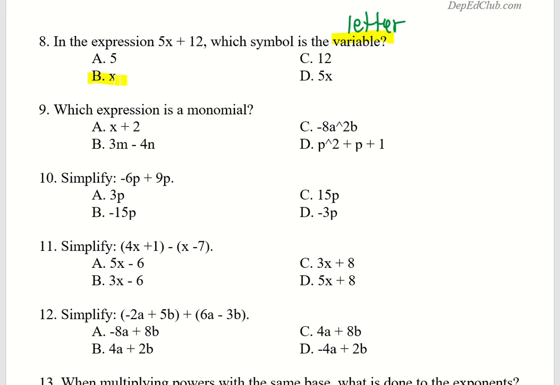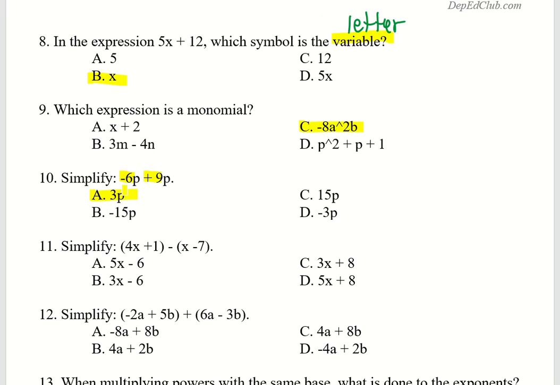Which expression is a monomial? So when you say monomial, you only have one term. So that will be negative 8a squared b. So pag may plus, hindi po yun monomial. Simplify negative 6p plus 9p. So you will have negative 6 plus 9. That will be 3. And then just copy the variable 3p.